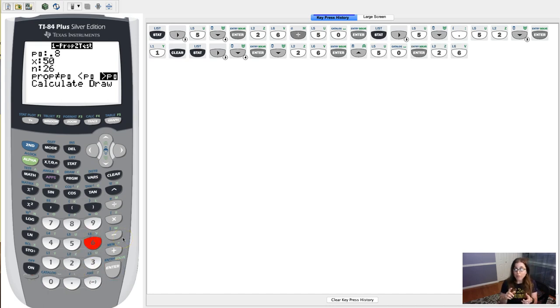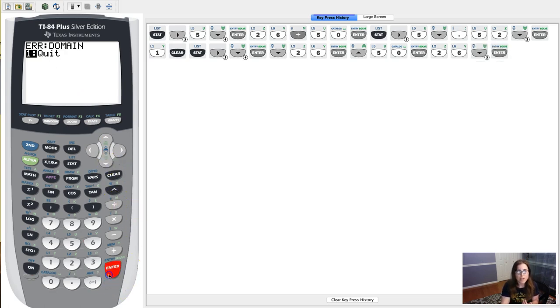So they flip-flop them. And if that happens, your calculator's gonna freak out because what you're telling your calculator is I had 26 trials and out of those 26 trials, I had 50 successes. Which is impossible. You can't have 50 successes if you're only sampling 26 folks or 26 objects. So you can see when I head down here, I'm gonna get a different kind of domain error.